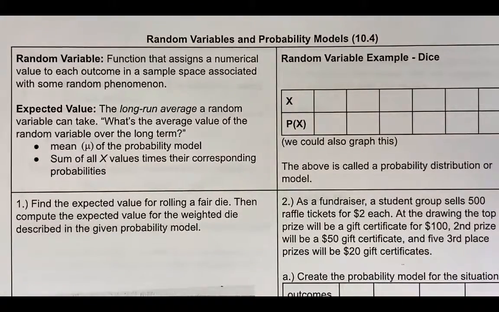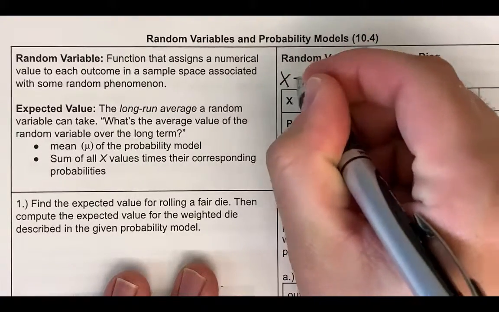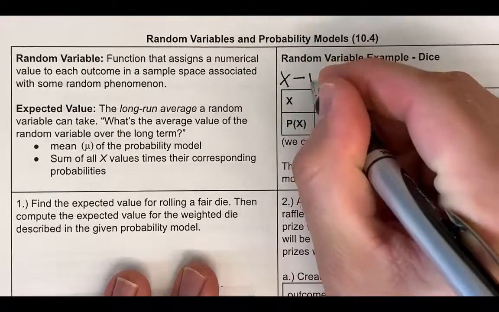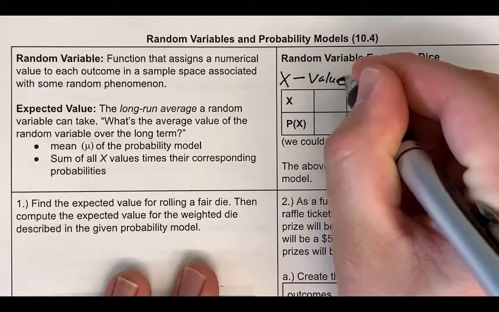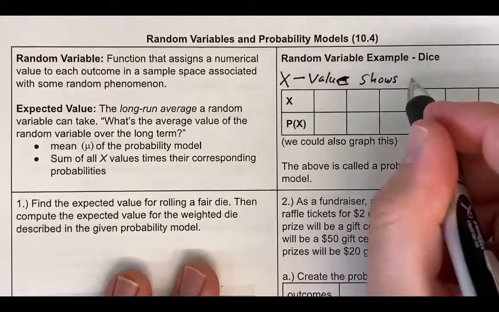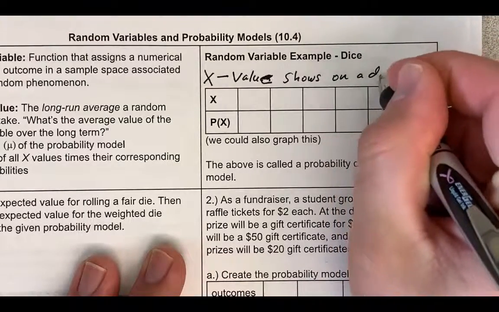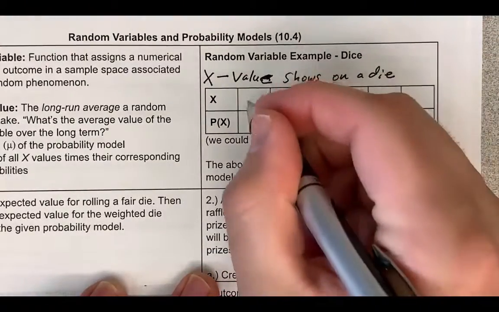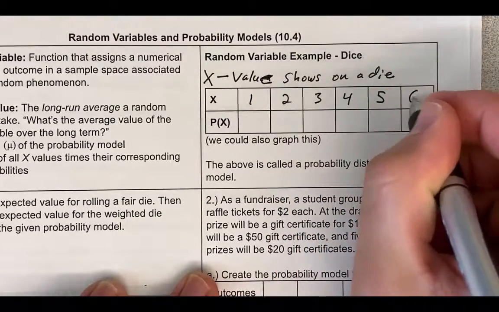So let's look at an example of dice. Actually, just one die. Let the random variable x be defined as whatever value shows on a die. So the possibilities here are obviously 1, 2, 3, 4, 5, or 6.